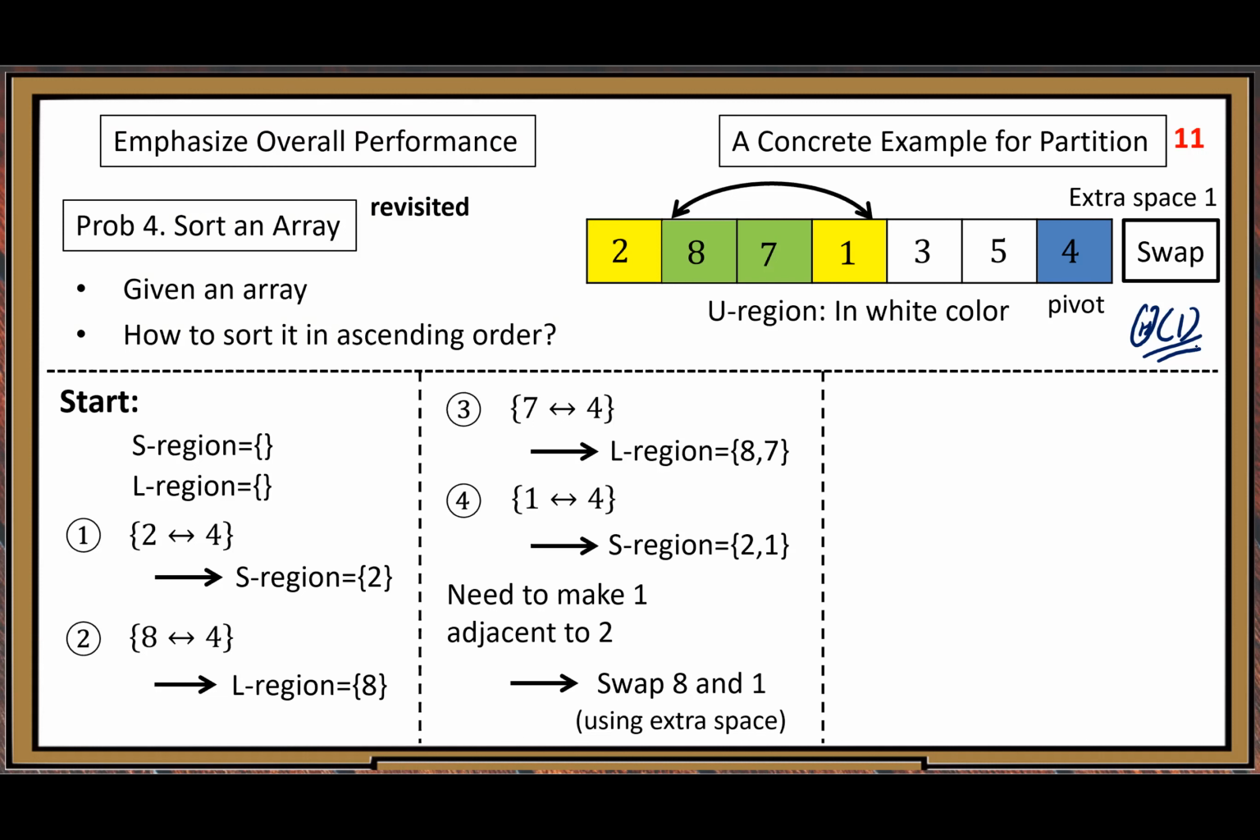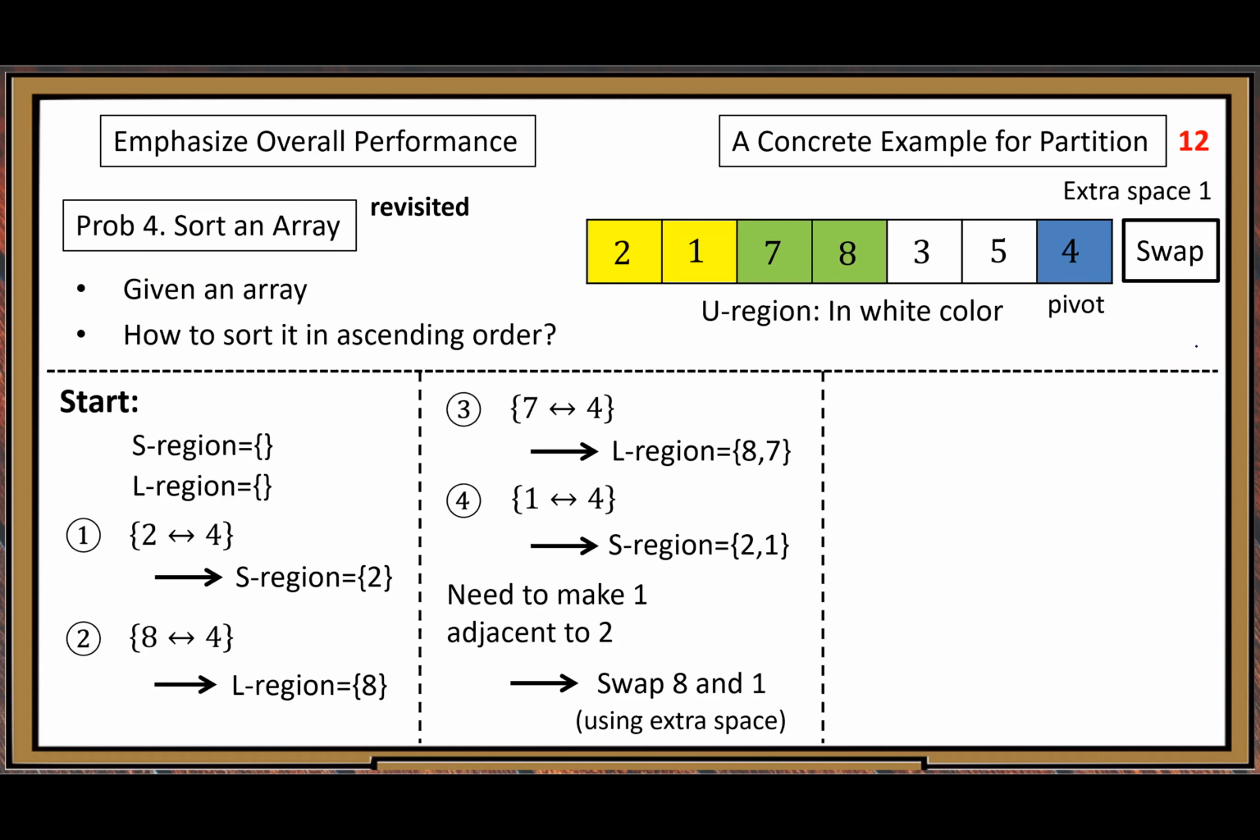Here we can use the extra space to do that swap operation. After the swap, you can see all the elements in the S region are adjacent to each other, in one cluster, and all the elements in the L region have the same property. Then it is very convenient. Just one swap operation, we can fix it.